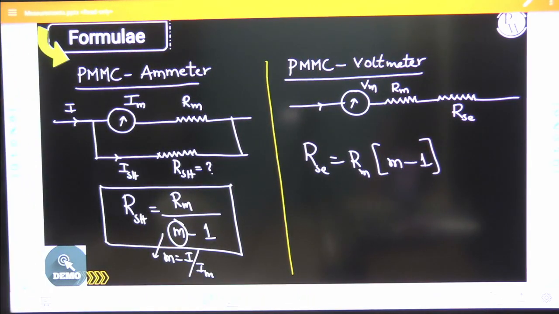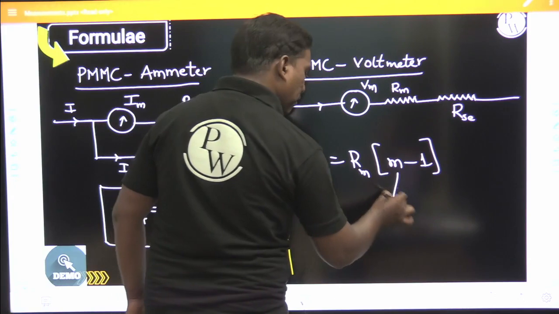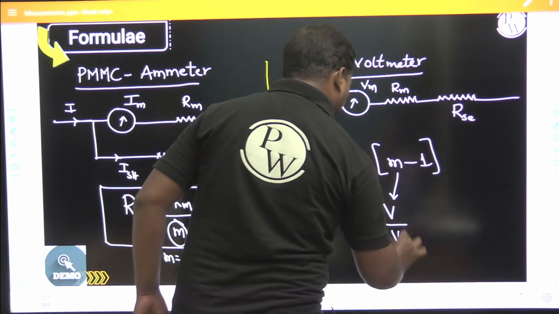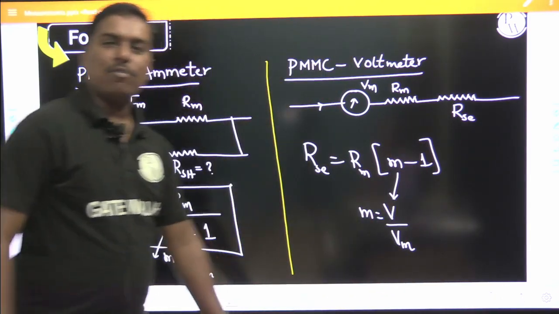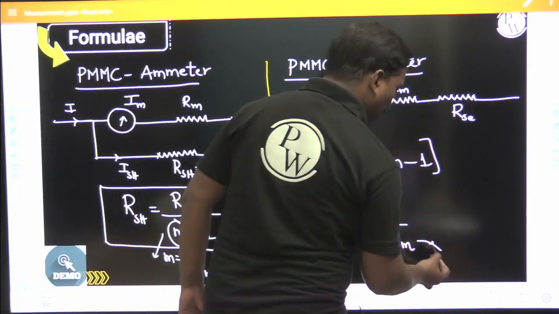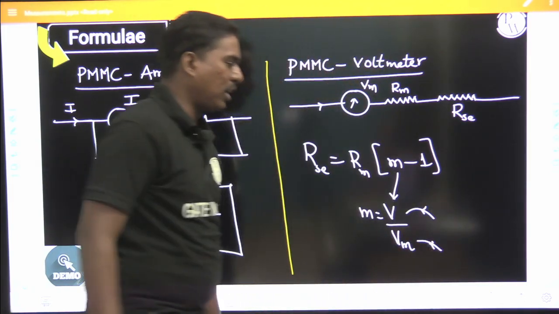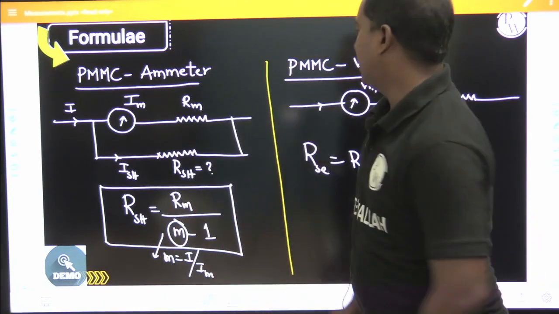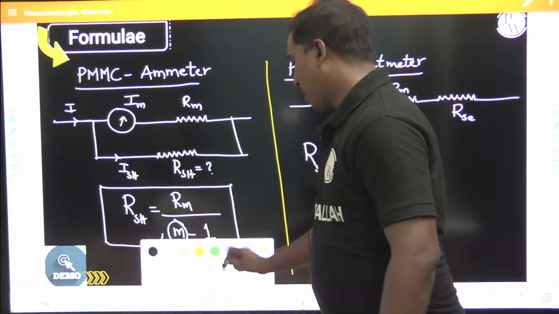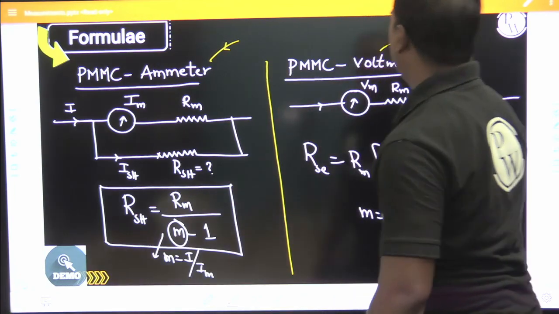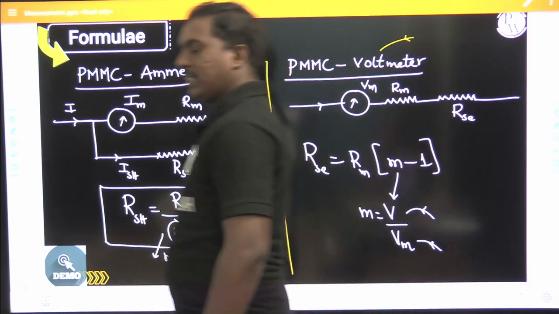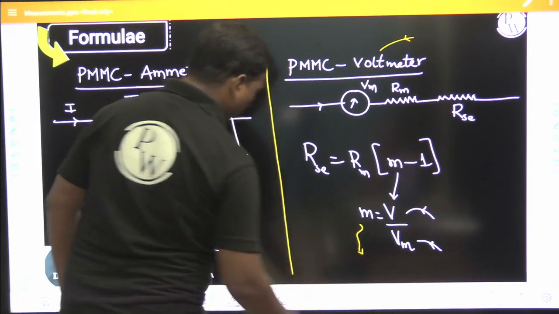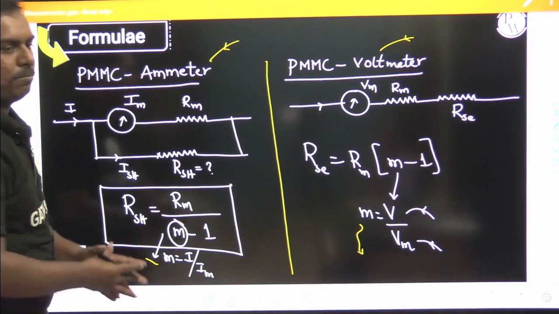Rse is given as Rm into m minus 1, where here the m is again the multiplying factor. So, this m is given by V by Vm. This is the meter voltage and this is the voltage for which the range has to be extended. Understood here? So, this is a PMMC ammeter and this is the PMMC voltmeter for which you want to extend the ranges. This is what we call the multiplying factor.